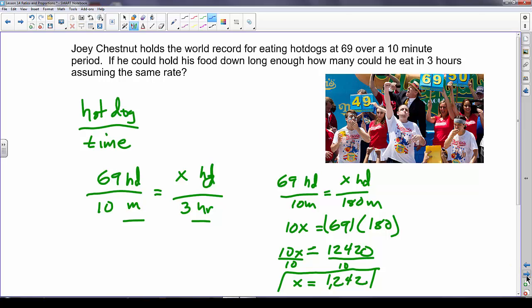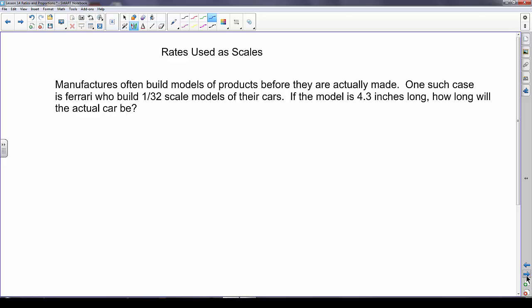Anyways, moving forward. So sometimes rates are used as scales, like scale models. They do this a lot on maps and such. Let's do a couple problems here. So oftentimes car manufacturers will use smaller models to simulate what their car is going to look like. Let's say Ferrari is going to build a 1/32nd model of their cars.